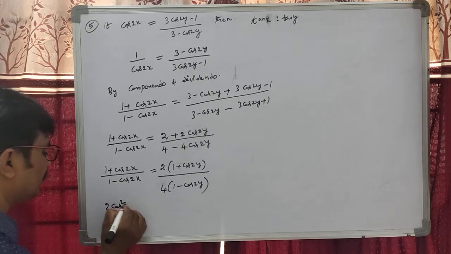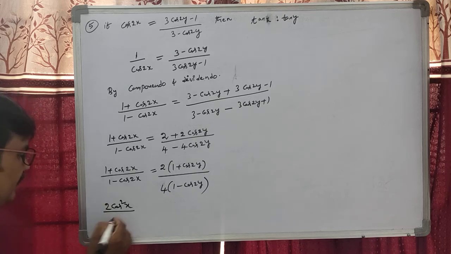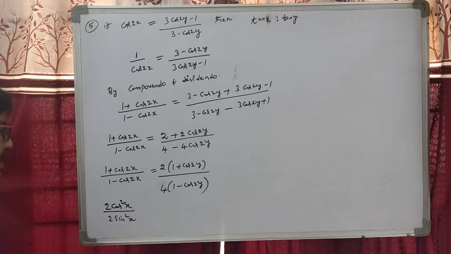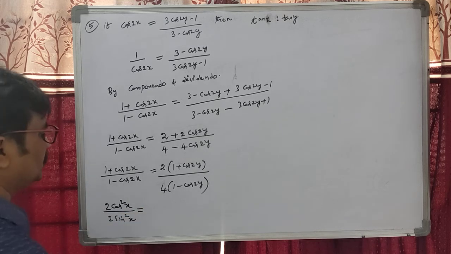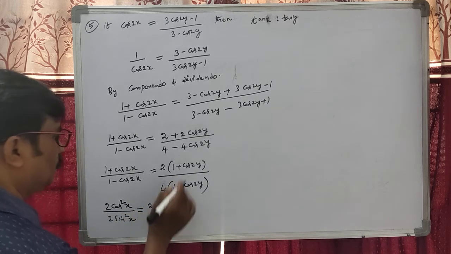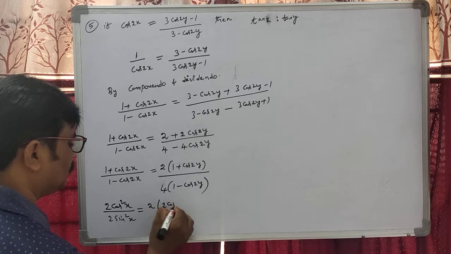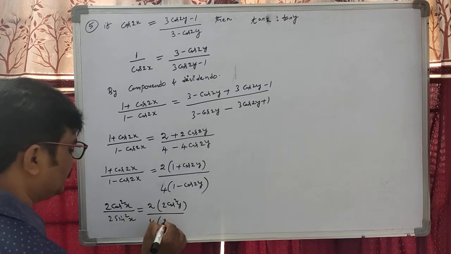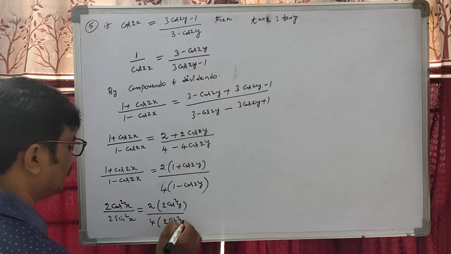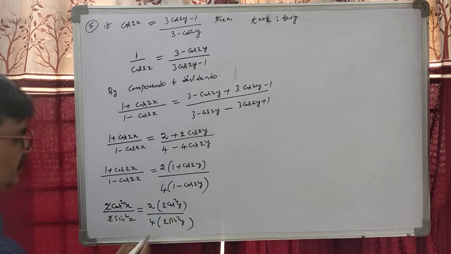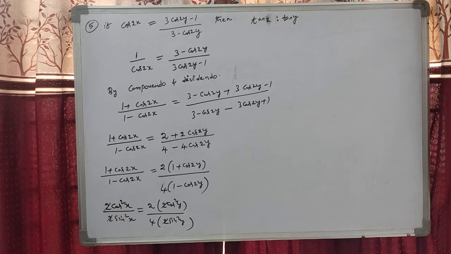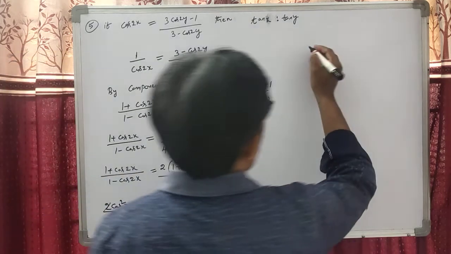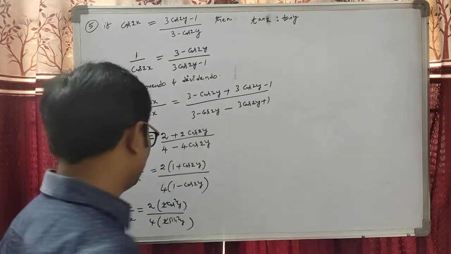So 1 minus cos 2x is 2 sin square x. Similarly, 1 plus cos 2y is 2 cos square y, and 4 into 2 sin square y. The 2s cancel. Now cos square x by sin square x, take the reciprocal on both sides.